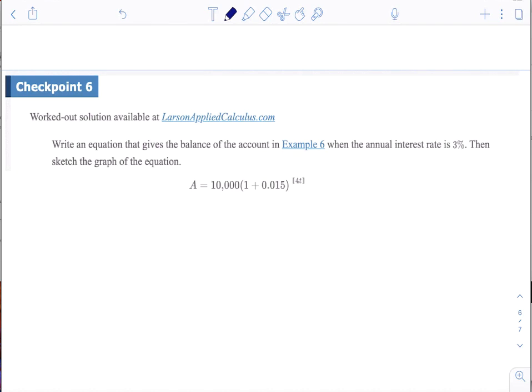In example 6, we were given this equation to help us model the balance in an account with an interest rate of 1.5%. So we'll see that 1.5% went into that section of the equation in example 6. But for this problem, the annual interest rate is going to be 3%. So what we need to do is change the part of this function that is representing the interest, which is that value there inside the parentheses. We'll do 1 plus this interest rate of 0.03 or 3%.